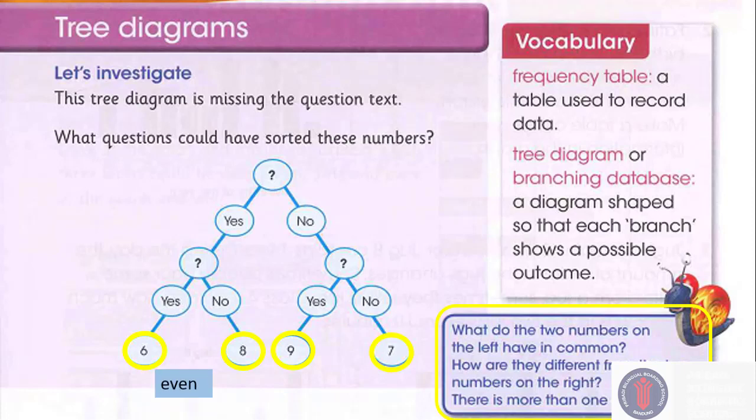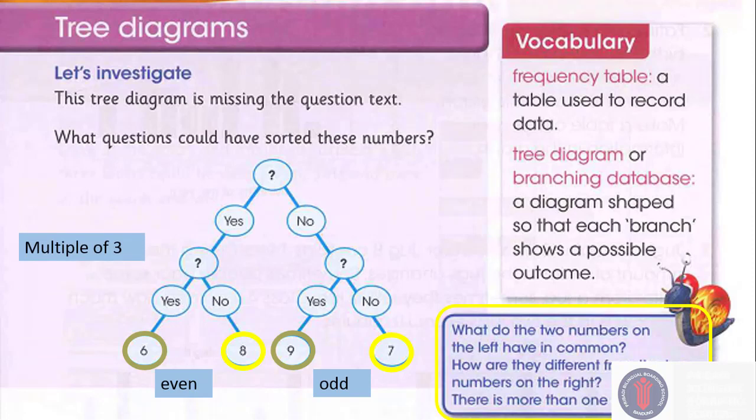Yes, 6 and 8 are even. How about 9 and 7? Yes, they are not even, or there is another name for that. They are odd numbers. Right. Now, how are they different from the two numbers on the right? So, let's see. 6 and 9. What do 6 and 9 have in common? What number is that? Is it related to a multiple of another number? Great, it's a multiple of 3.